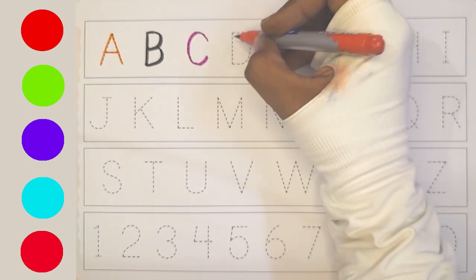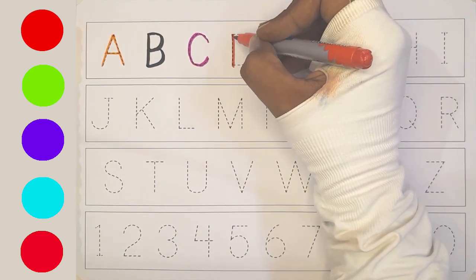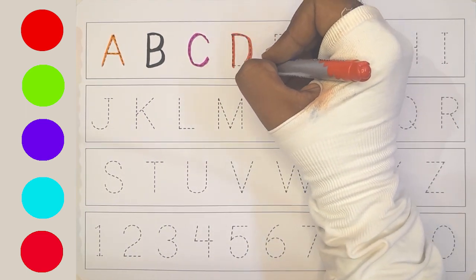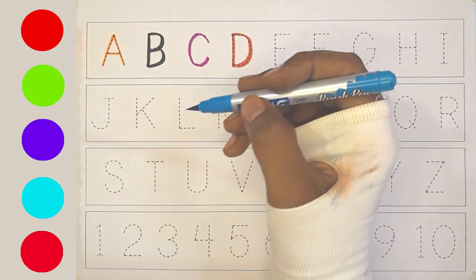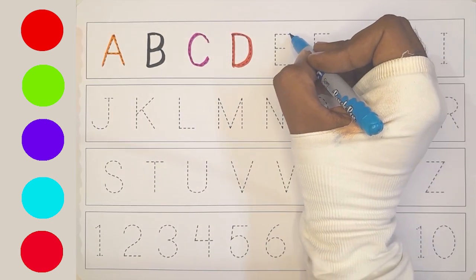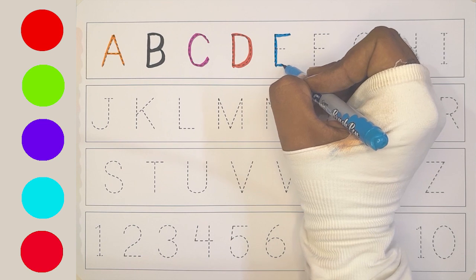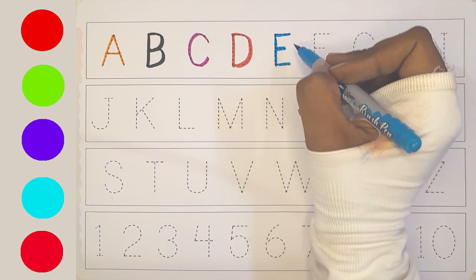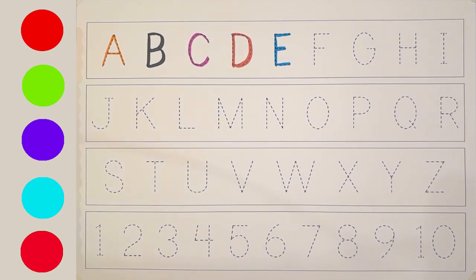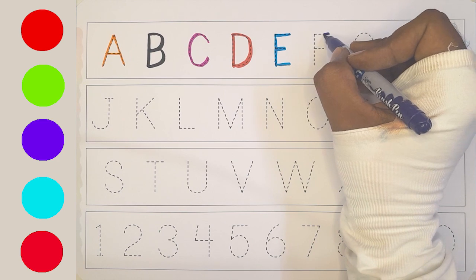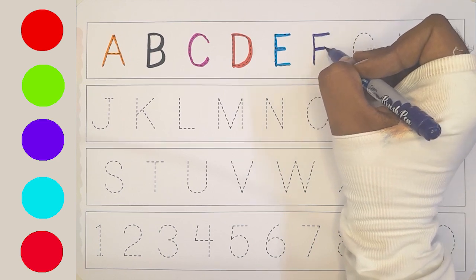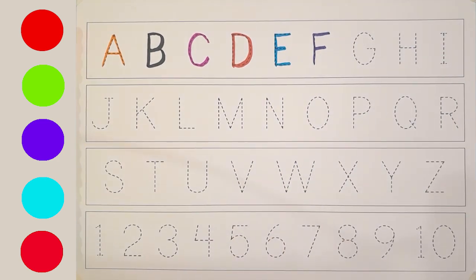Red color. D. D for dog. Light blue color. E. E for elephant. Violet color. F. F for fish.